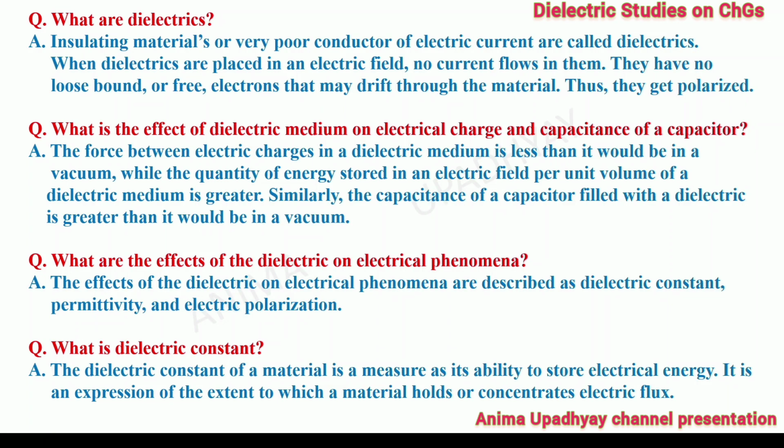What are the effects of the dielectric on electrical phenomena? The effects of dielectric on electrical phenomena are described as dielectric constant, permittivity, and electric polarization. What is dielectric constant? The dielectric constant of a material is a measure of its ability to store electrical energy. It is an expression of the extent to which a material holds or concentrates electric flux.